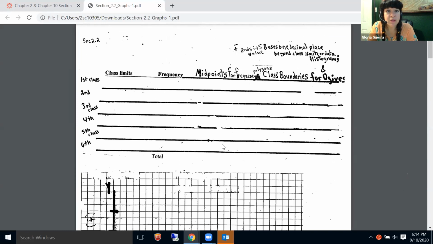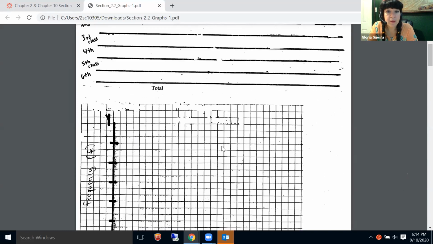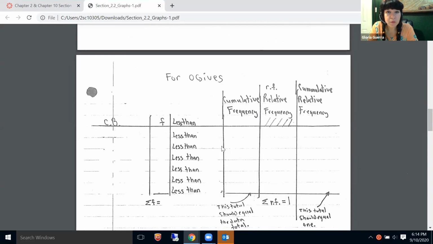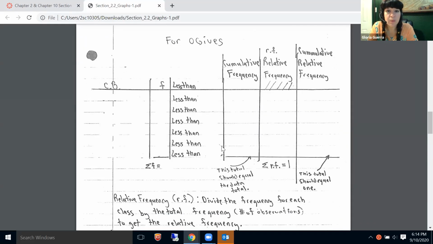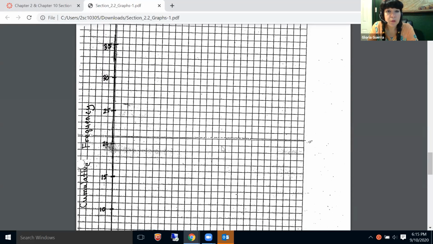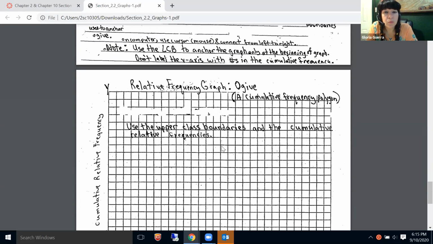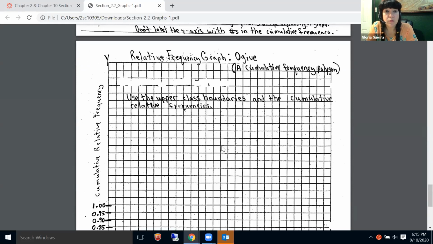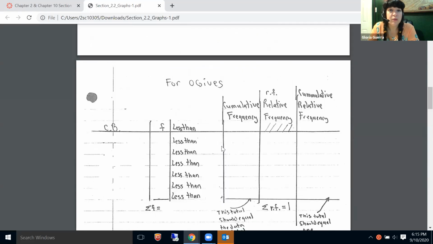This is intended for a histogram. Then you can make use of that for a frequency polygon. And then you're going to have a couple of ogives on your homework, and a relative frequency ogive. So this is where I'm getting these from.